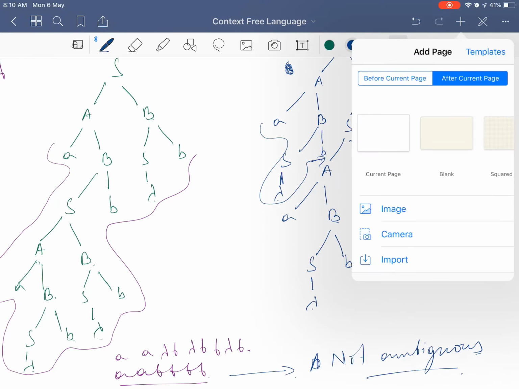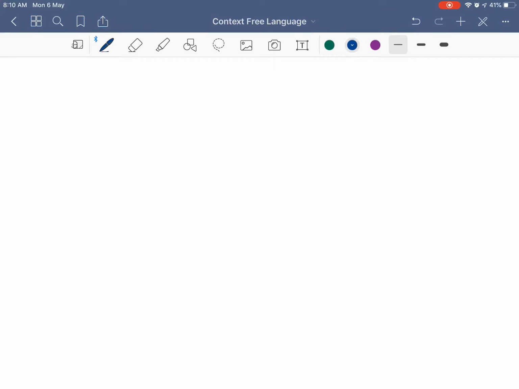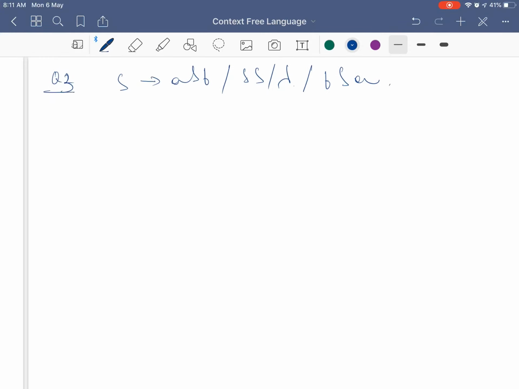Now let us see another example. Sometimes the strings will not be given to you and you will be asked to find out the ambiguity of the grammar. Suppose in this case one example is given, Q3: S to aSb, SS, lambda, and bSa. Prove whether the grammar is ambiguous or not.